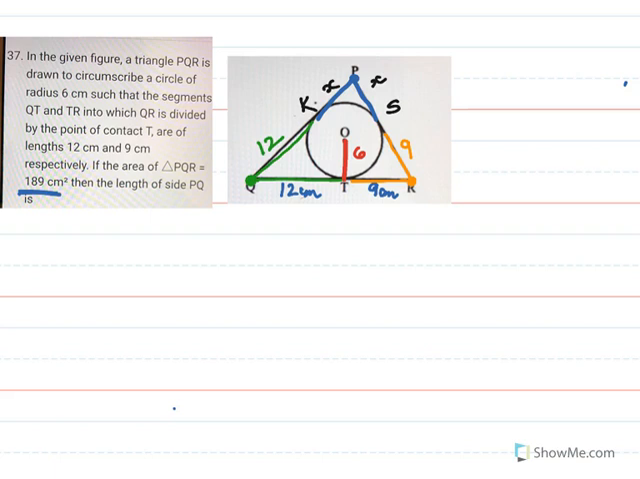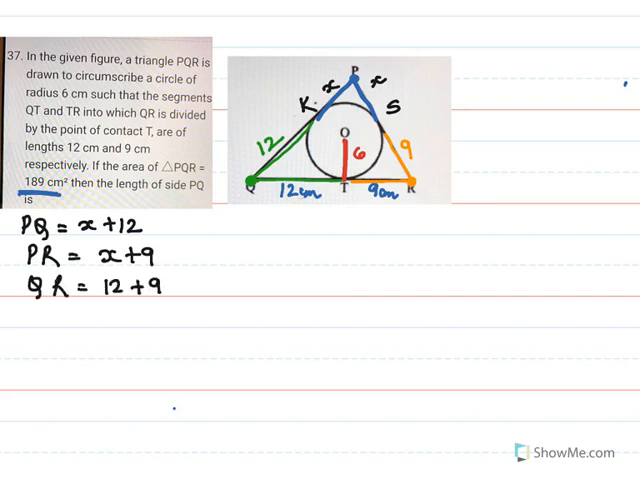So the sides of the triangle are PQ, which is x plus 12, then we have PR, which is x plus 9, and we have QR, which is 12 plus 9.